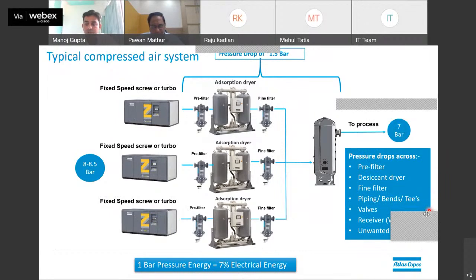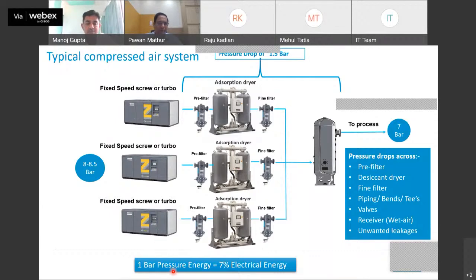And why is there a pressure drop? This pressure drop is because of the pre-filter, then the desiccant dryer, then the fine filter, and the pipes, bends, tees, and valves, and the wet air receiver, and unwanted leakage, because over a period of time all the joints tend to leak, either in 2 years, 3 years, or sooner. So there is a chance of leakage. By adding this, the complete pressure drop of this system is approximately 1.5 bar when it is new. It can go up to 2 bar also when the filter is choking.